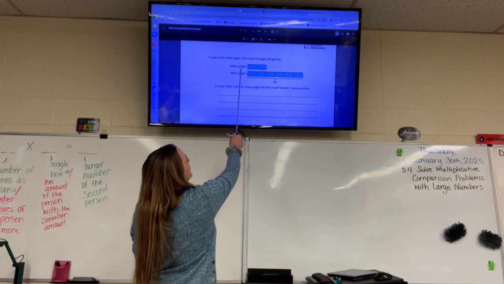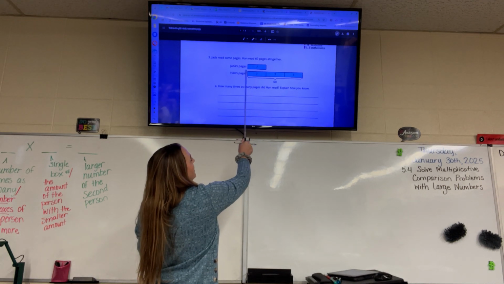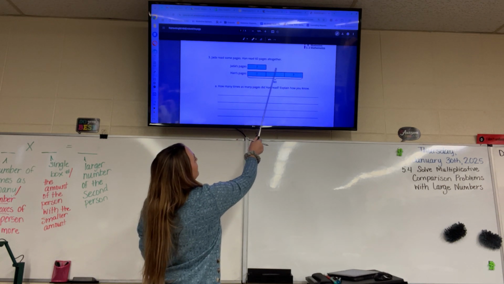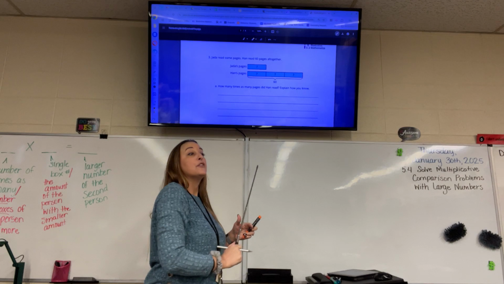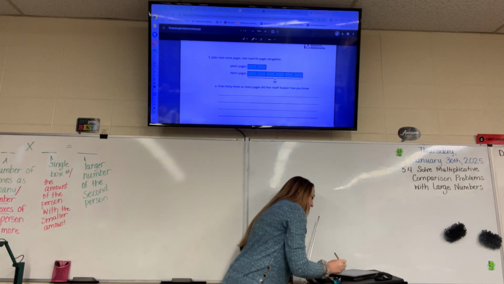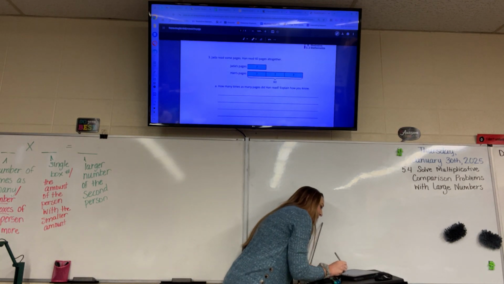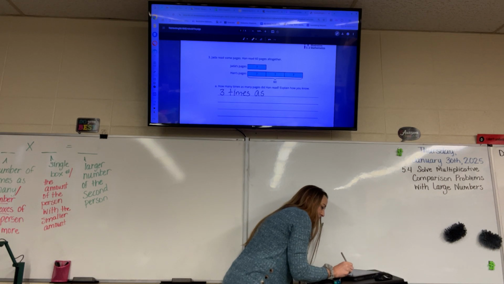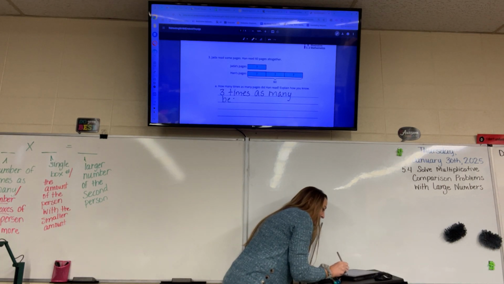So if we look at Jada's, she read this amount. Han read how many times that amount? 3. Does that make sense? So how many times as many pages did Han read? 3 times as many. Because he has 3 boxes.